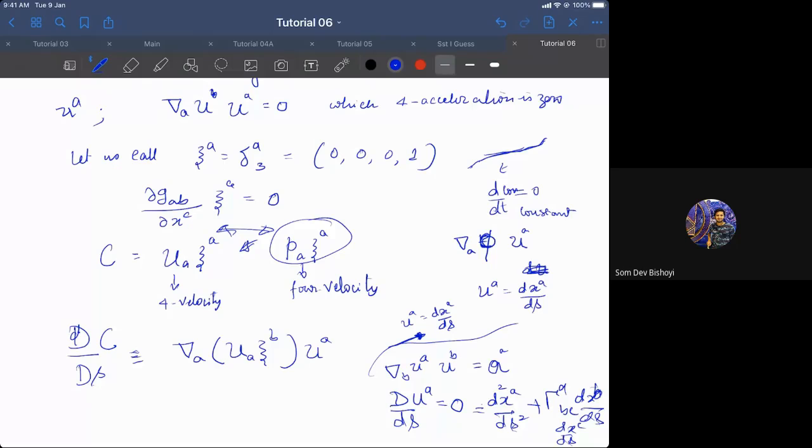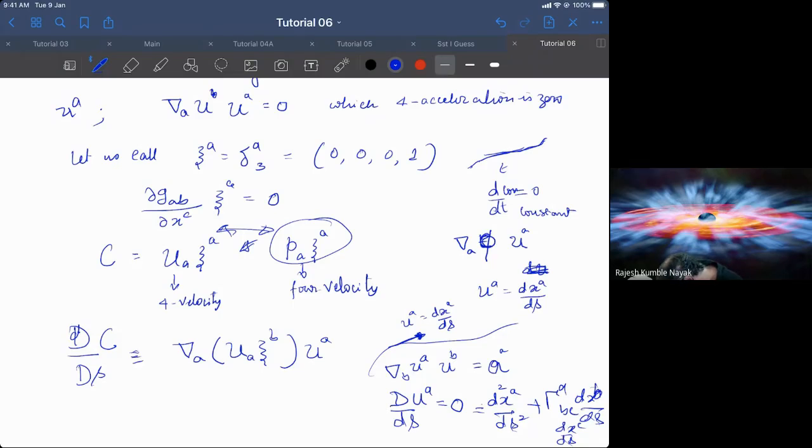Sir, in this dC by ds, shouldn't the first u^a be u^b, as in you have written nabla_a u? Yes, there is a typo here. Yes, sir, a typo. Okay, so this is what the expression should be.